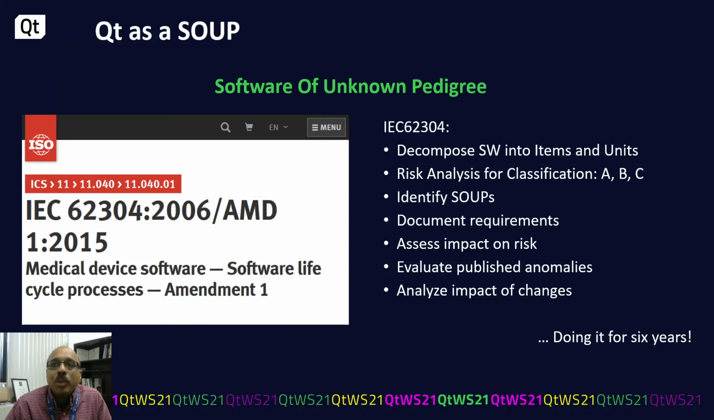Finally, what we have to do regularly is to evaluate published anomalies or bug reports from the version that you are using, let's say from Qt. And we can of course change the third-party software version, but we have to document the impact of these changes. We have been doing it very successfully for the last 6 years, and I'm really looking forward to doing it for many more years to come.